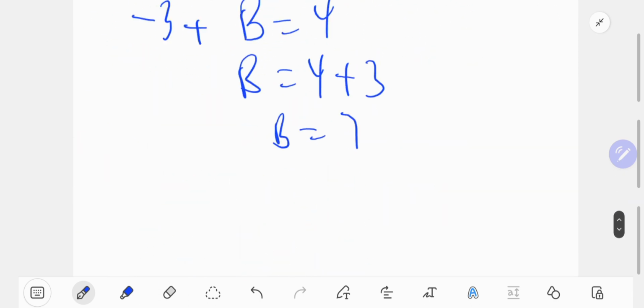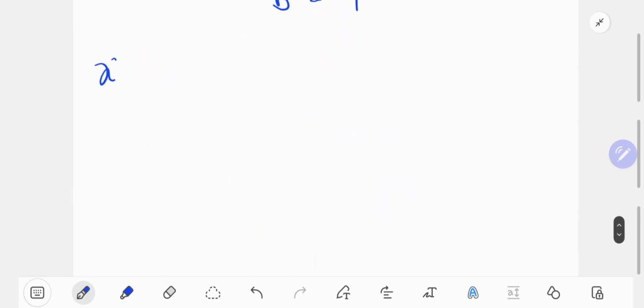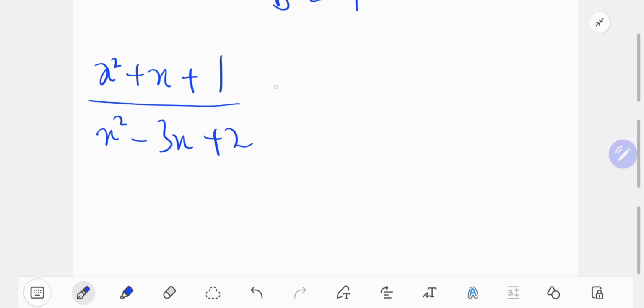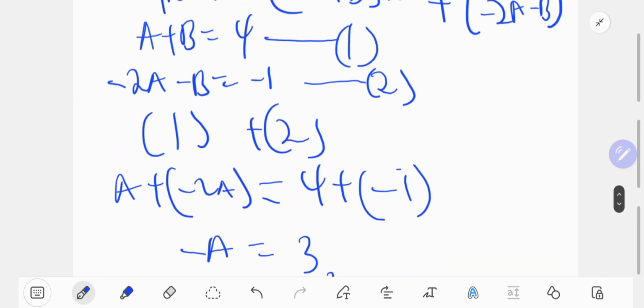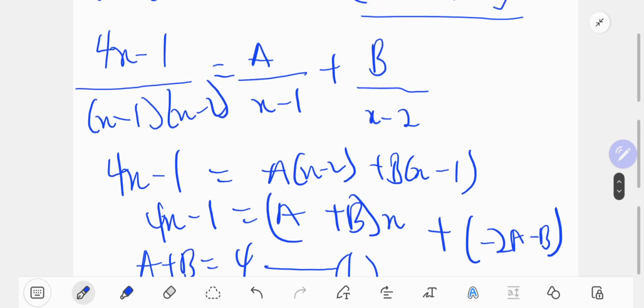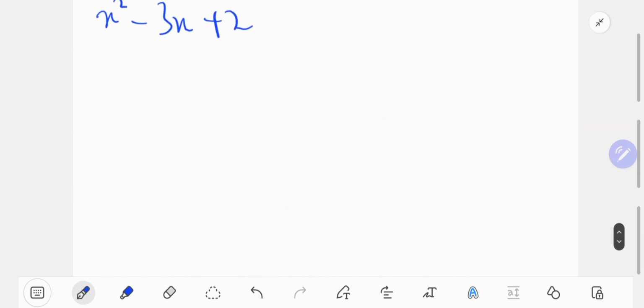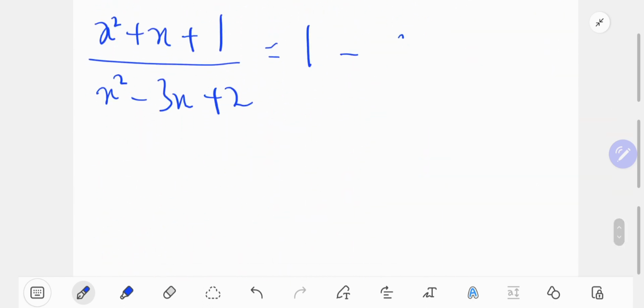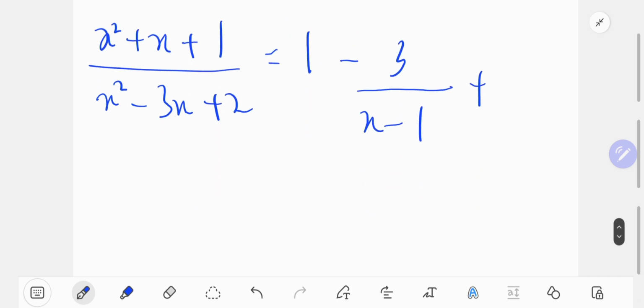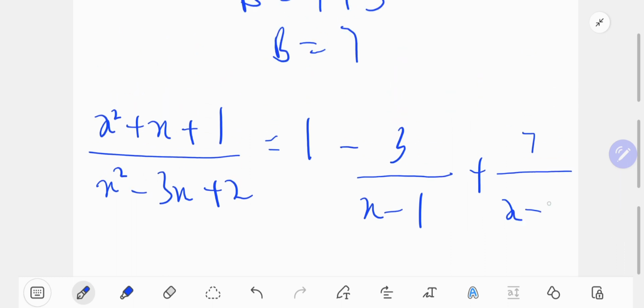Okay, so now what will be our final answer? Just write the original fraction given. That was x squared plus x plus 1 all on x squared minus 3x plus 2 equals 1 plus, then the fraction you resolved. What was your final answer? A was negative 3, so that means the sign should change. So 1 minus 3 on x minus 1, then plus 7 on x minus 2. So this will be your final answer as well. So basically this is how you go about when dealing with the ones with linear factors.